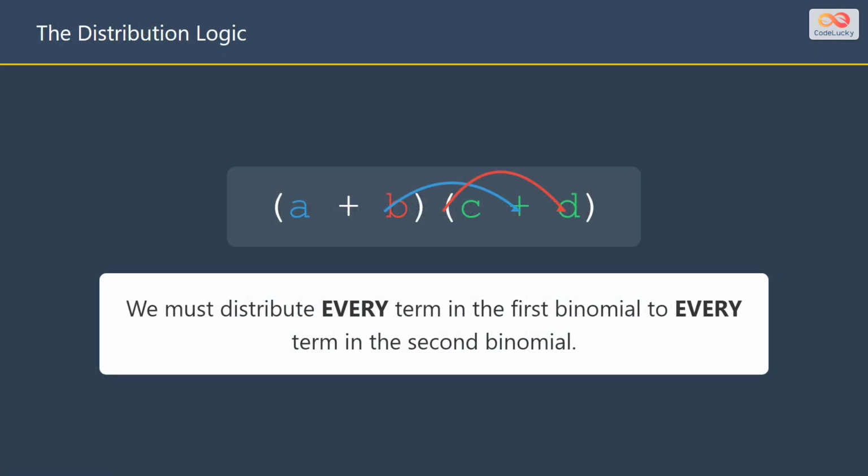The core concept of multiplying binomials is distribution. You might have learned how to distribute a single number into parentheses before. Here, we do the same thing, but twice. We must distribute every term in the first parenthesis to every term in the second parenthesis.